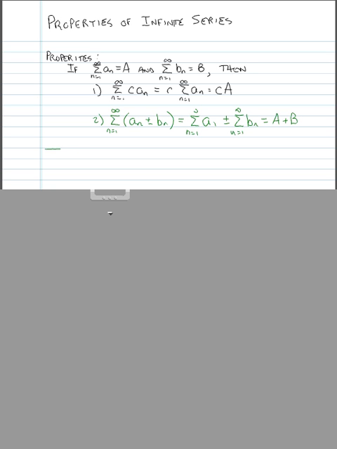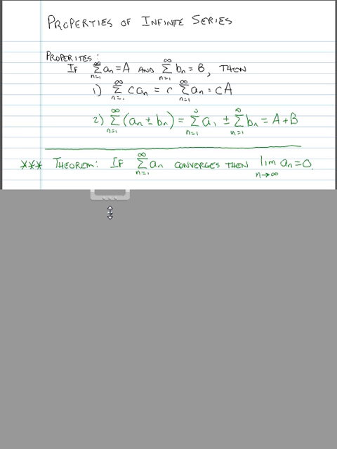Next I want to mention a very, very important theorem. Okay, so this is really important, like I said. And the theorem states this: if we have a series, here indicated by the sum of a sub n's, that converges, then the limit of the terms of the series, the limit of the sequence made up of the terms of the series as n goes to infinity, is equal to 0.